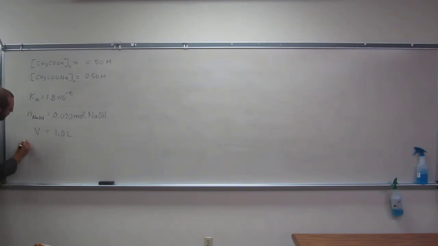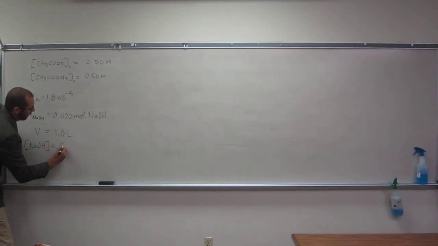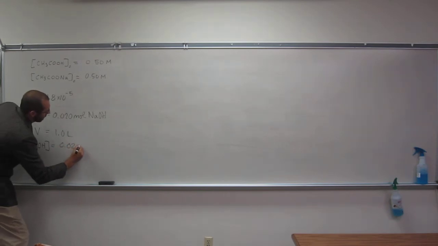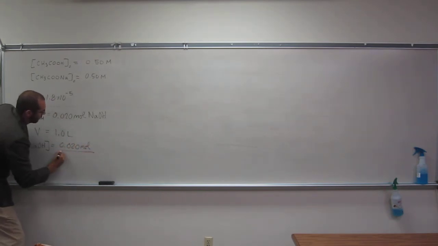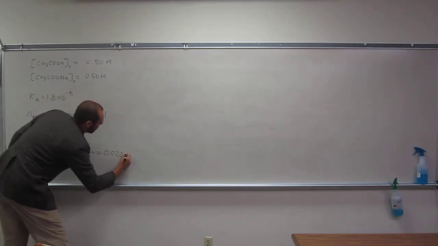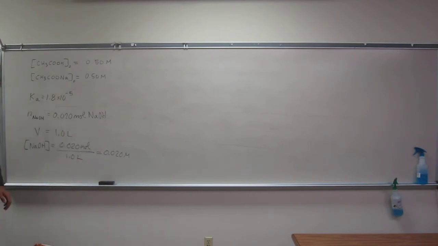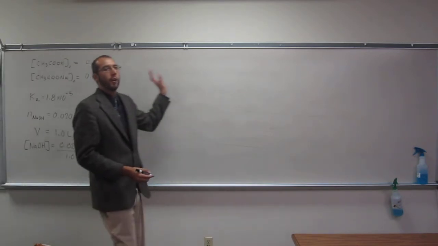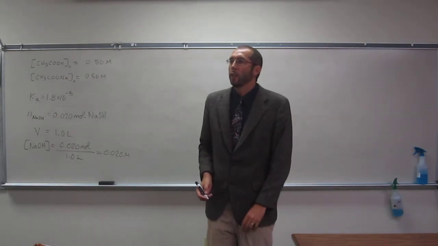So the concentration of sodium hydroxide is going to be, of course, 0.020 moles divided by 1.0 liters, which equals 0.020 molar. Okay, everybody's okay with that, I'm sure. So let's draw up the first reaction equation that we need to use.